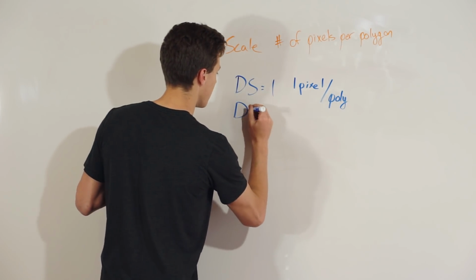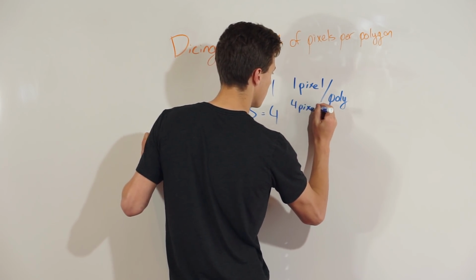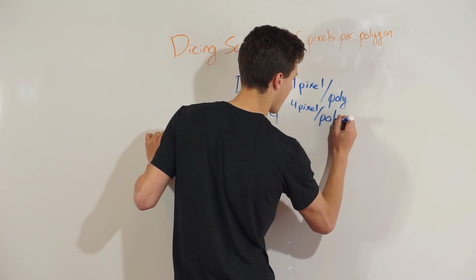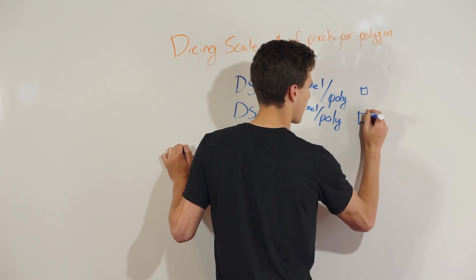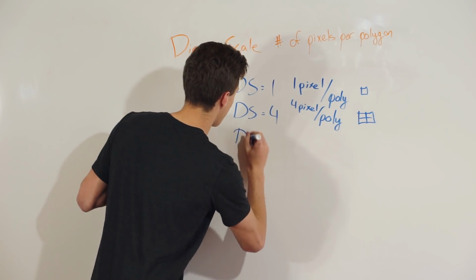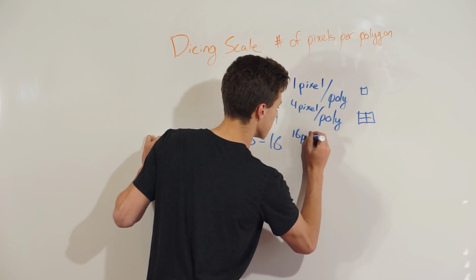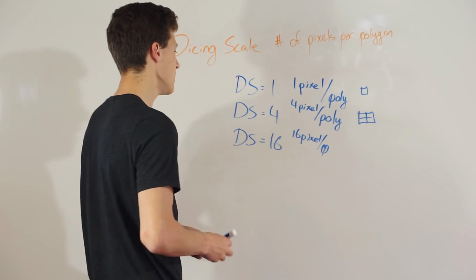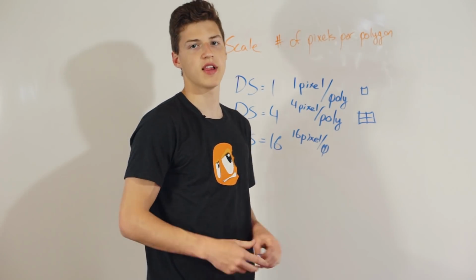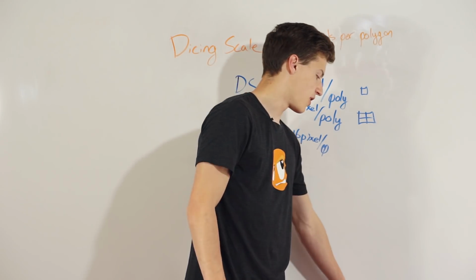A dicing scale of 4 yields 4 pixels per polygon, right? So the polygon went from being about this small to being like that, right? And a dicing scale of, say, 16 would mean 16 pixels per polygon. You get the idea. As you increase the number for dicing scale, the less high resolution your mesh becomes because the polygons slowly and surely get bigger and bigger.